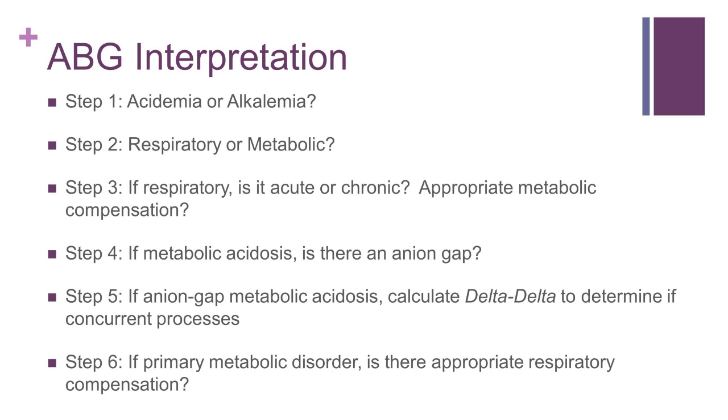If the primary process is a metabolic acidosis, we must calculate the anion gap. If the anion gap is elevated, this narrows our differential diagnosis. In an anion gap metabolic acidosis, we must also calculate the delta-delta, which helps us determine if there is a concurrent metabolic disorder also occurring. Finally, in a metabolic process, we must determine if there is appropriate respiratory compensation. Let's go through some cases to practice this method.